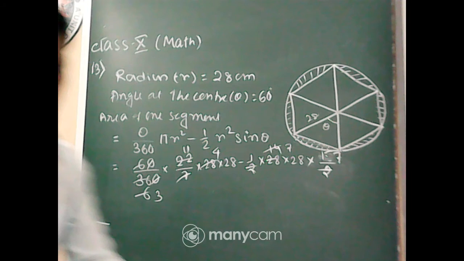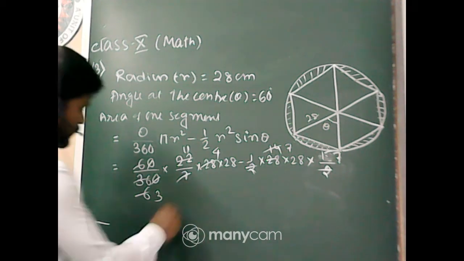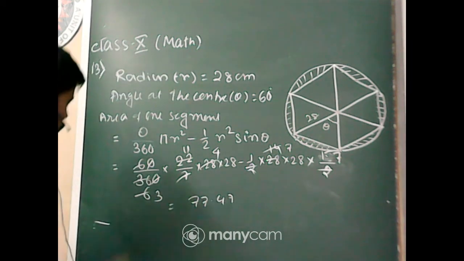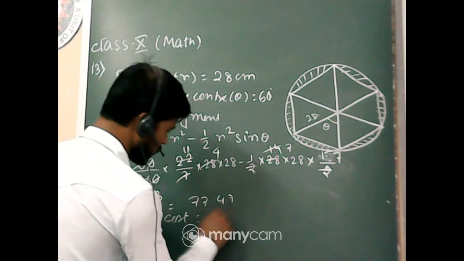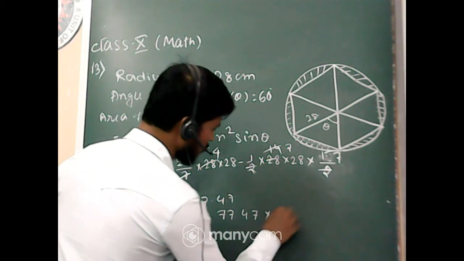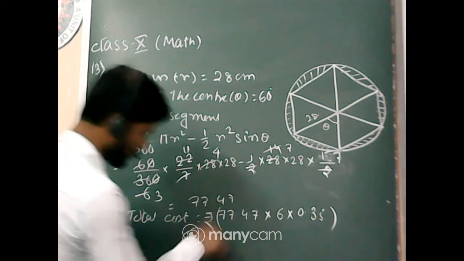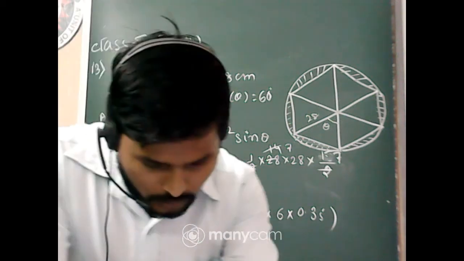77.47. As you are saying, 77.47. And then the total cost will be 77.47 into 6 into 0.35 rupees. Just multiply this, you'll get the answer. Okay, so we are going to the next question.